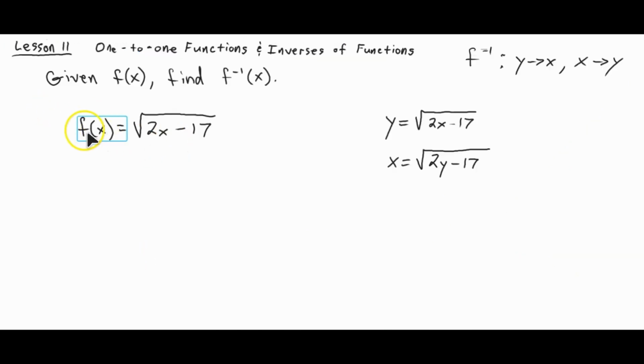All right, so now let's try where f of x is the square root of 2x minus 17. This is a one-to-one function. You can graph it and see for yourself. And so I'm going to write y is equal to the square root of 2x minus 17.